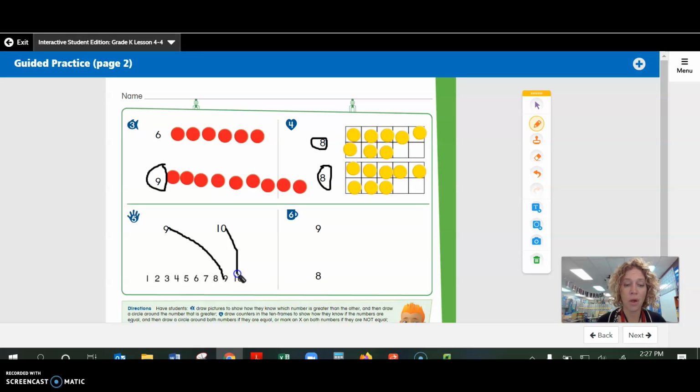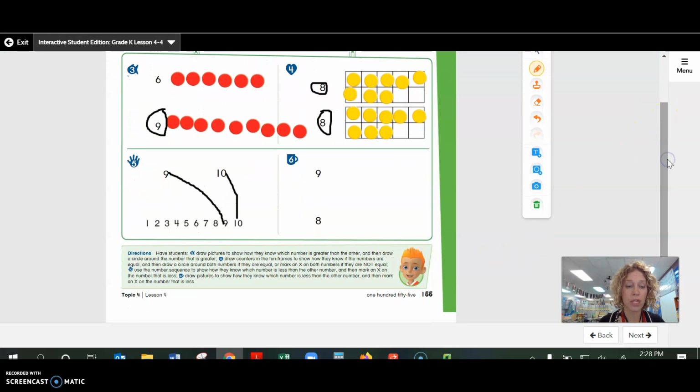Okay. Now I have to find out which number is less than. Which number is a smaller amount? So when we're counting, our numbers first start small and they get bigger and bigger. So which one is the biggest? 10 is. So which one is the smaller one, or the less than one? 9. So we're going to put an X on the 9 because that is a lesser amount. It's a smaller amount. Good job, boys and girls.